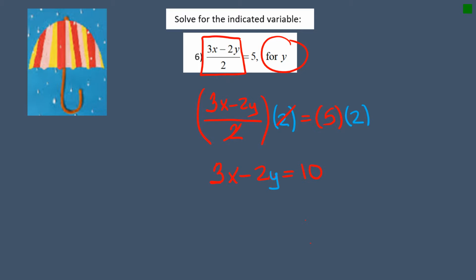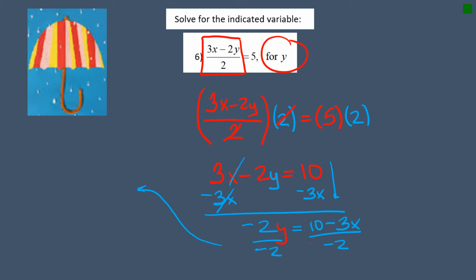So I need to move the 3x. I'm going to move the 3x by subtracting it because it's being added or subtracted to the 2y. Read down, right across. So I have negative 2y equals 10 minus 3x. I need to get rid of the negative 2, so I divide both sides by negative 2. I'm going over here, I'm out of room. So my answer is y equals 10 minus 3x over negative 2. And since I'm solving for the indicated variable, that's an okay thing to do in Algebra 1.